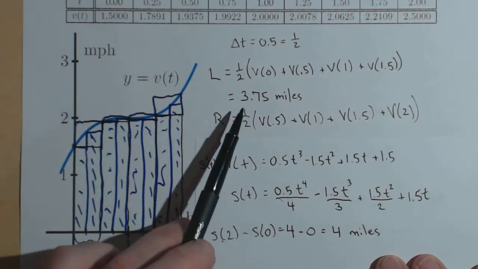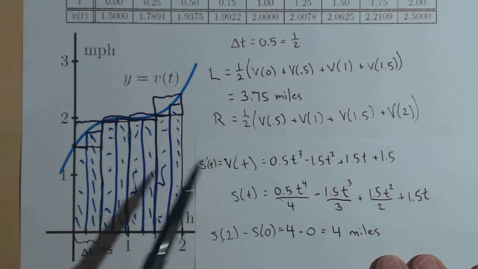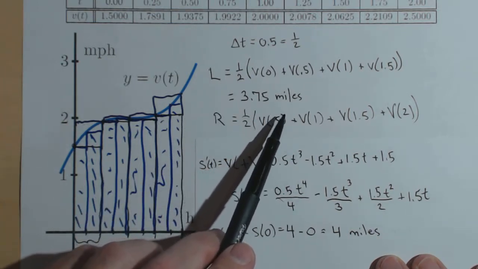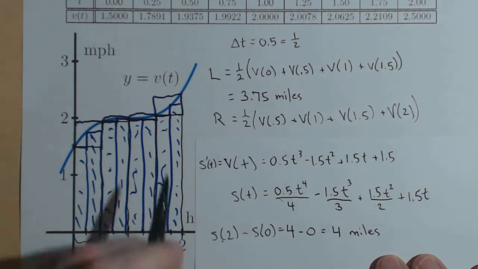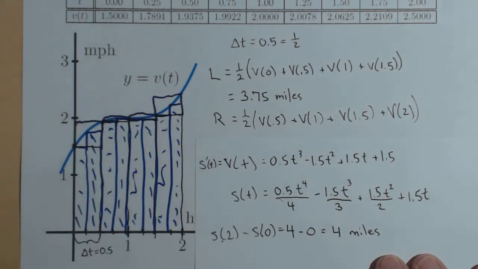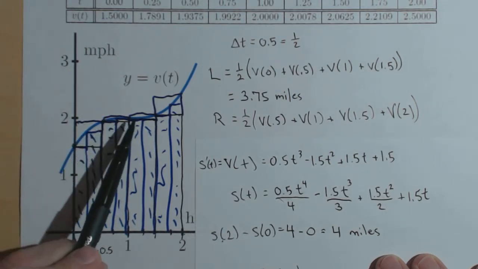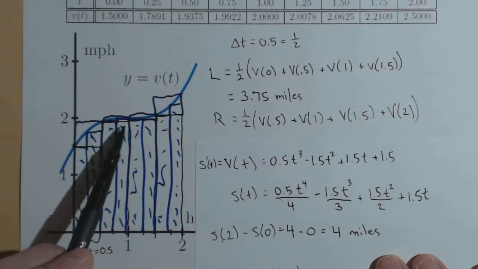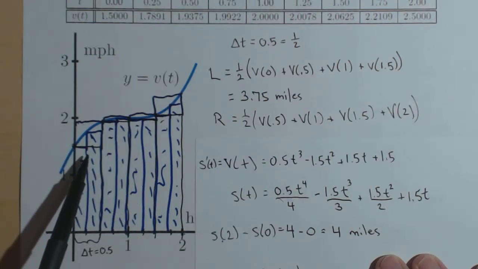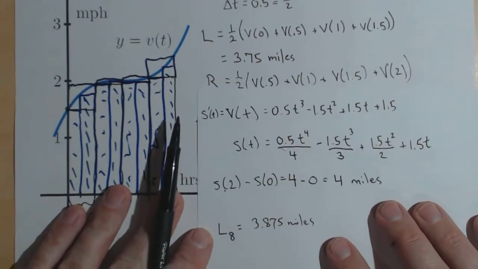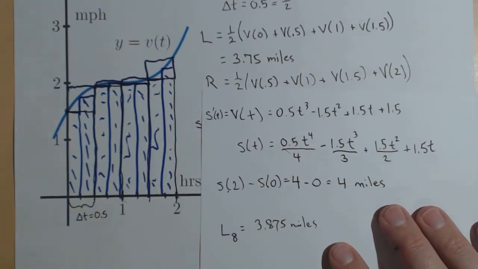Now if we compare that to our estimate, our left-hand rule with 4 rectangles came out to be 3.75 miles. And I don't think I ever gave the calculation for the left-hand rule with 8 rectangles. You would actually get 3.875 miles. Well, if we look at our graph, the left-hand rule is always going to sit underneath. So we were always going to get an underestimate. And notice that our number is getting higher at 8 rectangles. If we did 12 rectangles, it would be even closer to 4.